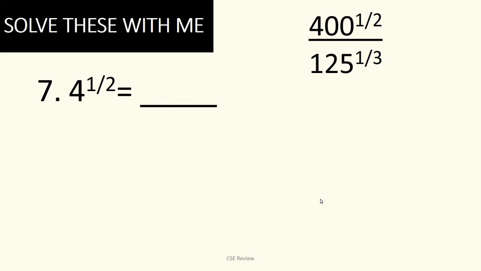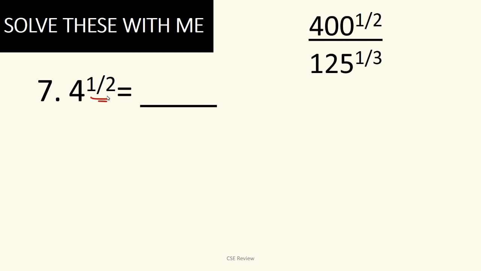Number 7. Now, this is the weirdest exponent yet. And most people don't really know what to do with this. So, kaya pag nakakita sila ng ganito, skip na lang or next number na lang, hulaan na lang, no? But I'm going to give you a clue dito kung anong gagawin ninyo kung ang exponent natin is a fraction.